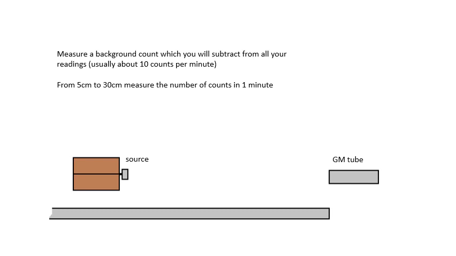Again, never point the source towards anybody. After a minute, you can zero the counter. So, zero the counter, start the stopwatch, time it for 1 minute, and record the counts per minute.